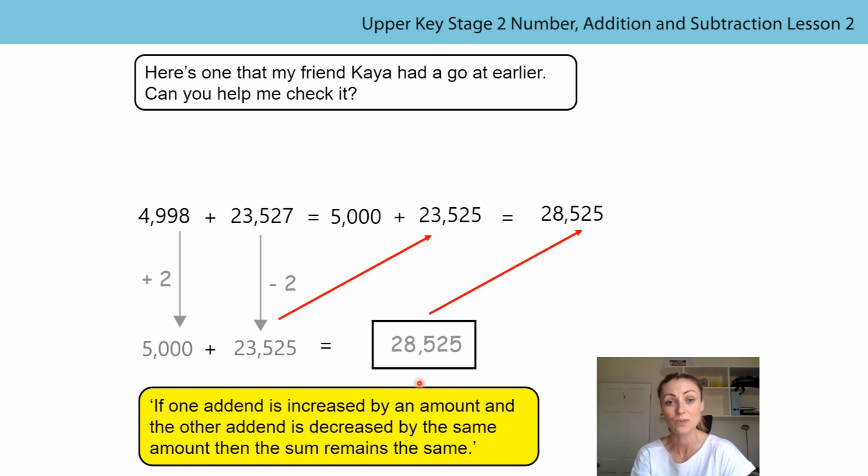What advice would you give Kaya about using this strategy? Remember that she increased both addends. Can you have a look at our generalisation and give her a top tip? Pause the video and have a go.